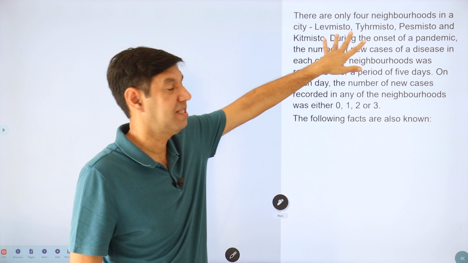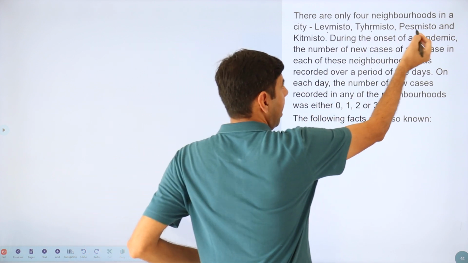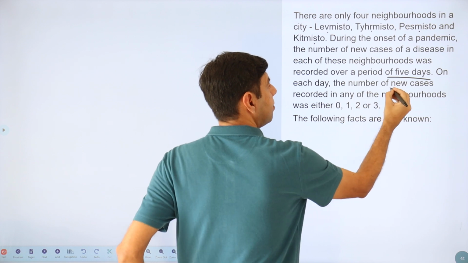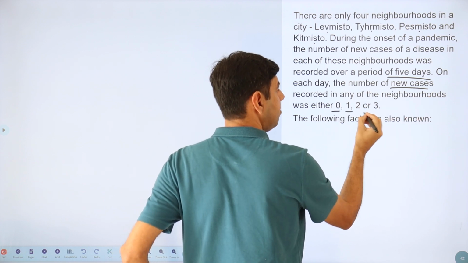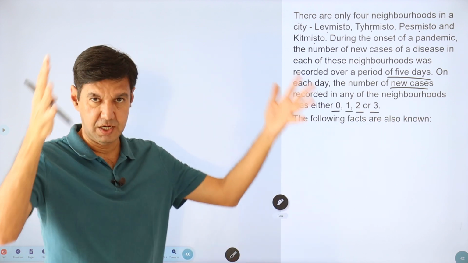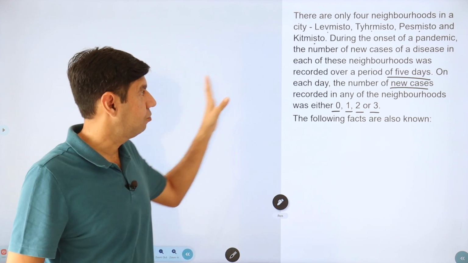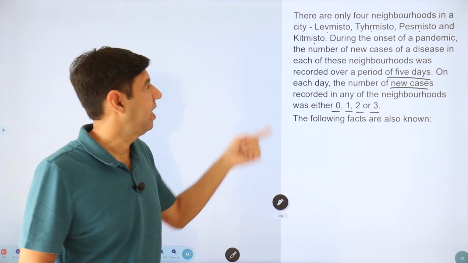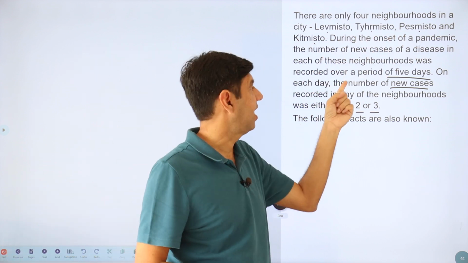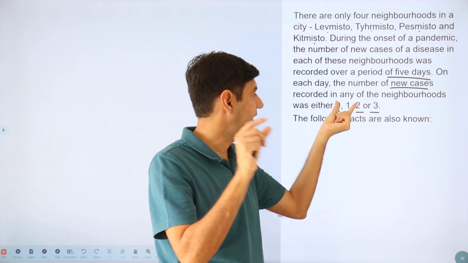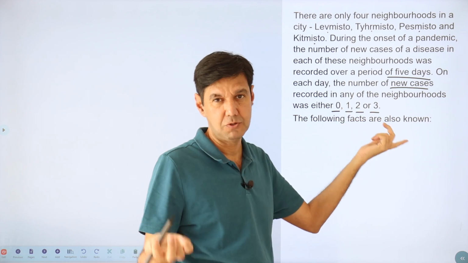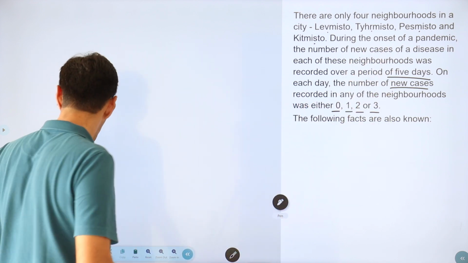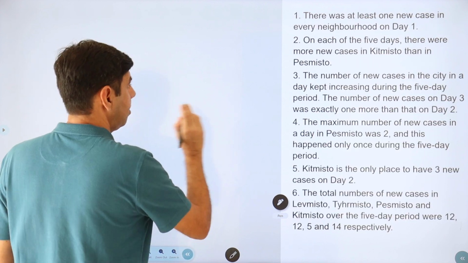The setup is easy. There are only 4 neighborhoods, and over 5 days we are recording the number of new cases, and they can only be 0, 1, 2, 3. So the way to represent the data is simple. One of the row and column headers will be the name of the neighborhoods, the other will be the days 1, 2, 3, 4, 5, and inputs in the cell will be 0, 1, 2, 3, and the sum totals of row and column would be what the clue is all about, right? So you should have got that, students.